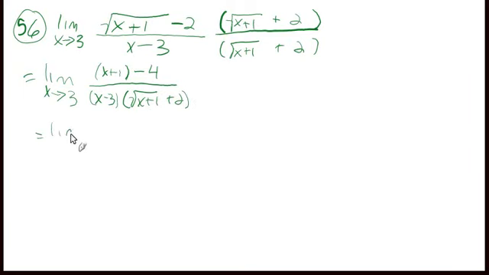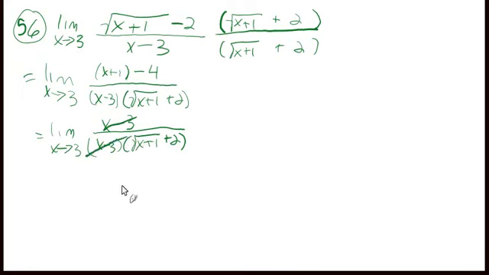Well, this is going to be x plus 1 minus 4, that's x minus 3, over x minus 3 times the square root of x plus 1 plus 2. X minus 3 cancels x minus 3. This is a much simpler limit. We take a 3, we put it in here. The numerator is going to be 1. 3 plus 1 is 4. Square root of 4 is 2. 2 plus 2 is 4. 1/4. How exhilarating was that?